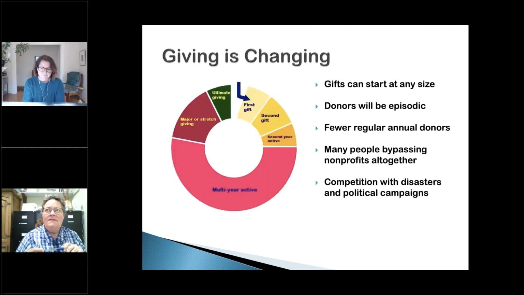Another thing that's very important is that giving is really changing. Jean was very sweet to say that my book has been in use for a generation and a half. One of the big advantages of being in fundraising for 40 years is that I've seen a lot of changes. I don't know what the biggest one is, there are so many big ones, but this is a big one.